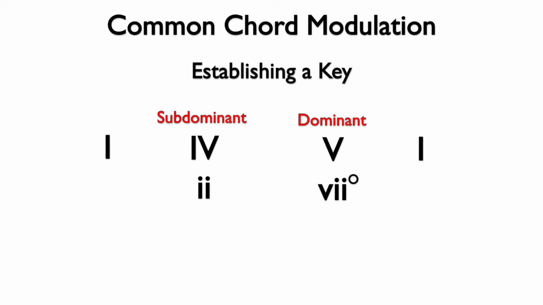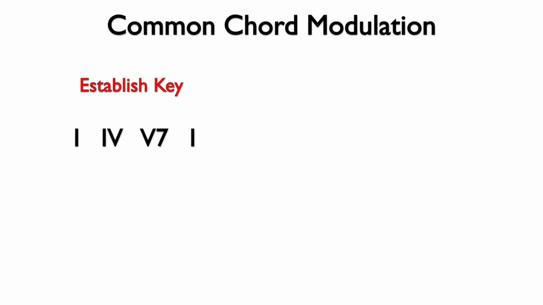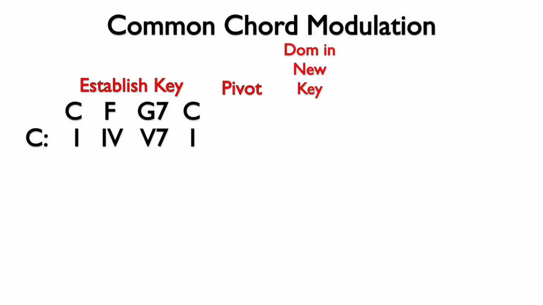Composers will often establish a key with just one and a dominant chord. This is effective if extended over 4 or more measures. For our example, we will use 1, 4, 5, 7, and 1 to establish the key of C. The point in our progression that modulates will include a pivot chord, also known as a common chord, followed by a dominant function chord in the new key, followed by the establishment of the new key.